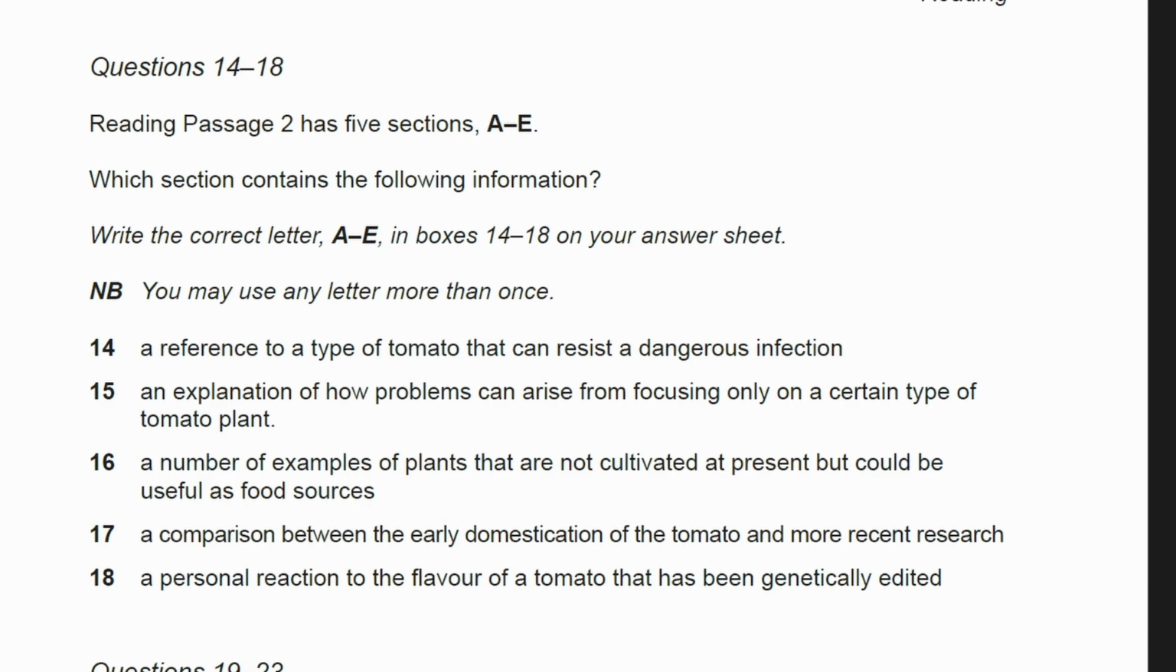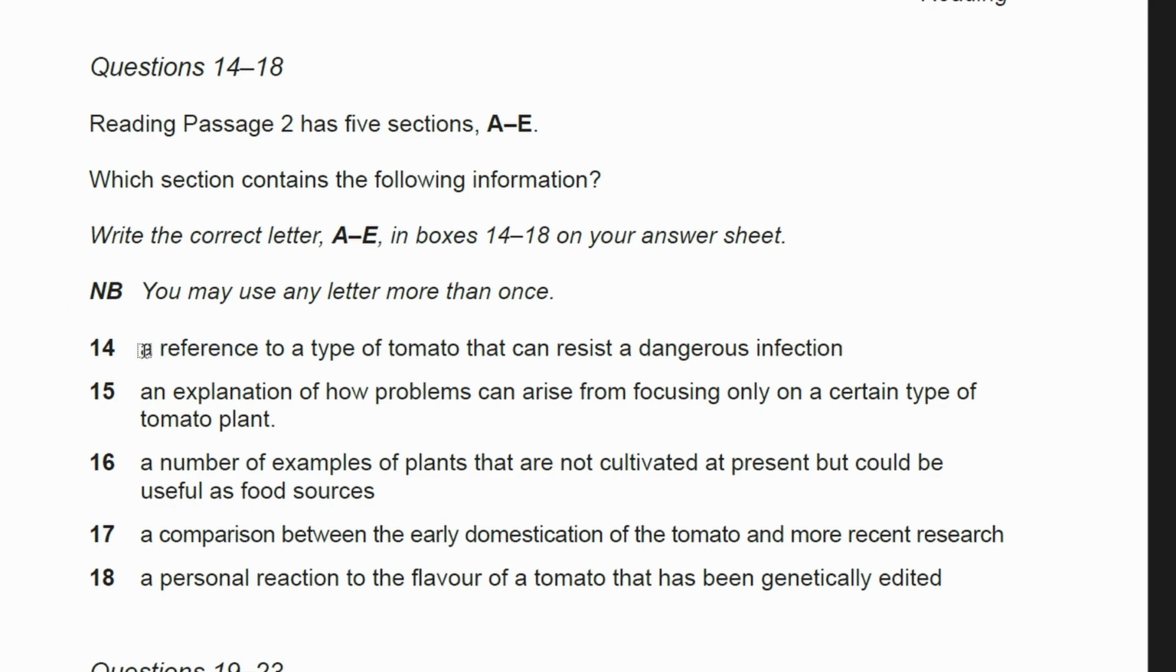This is match the section. And we have NB, you may use any letter more than once, which means one section could be the answer to one or even two or three questions. Let's look at all of our questions.